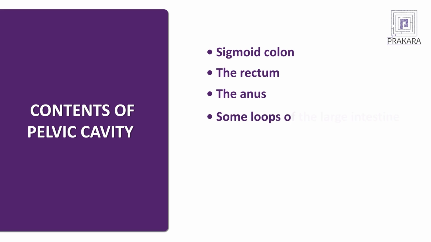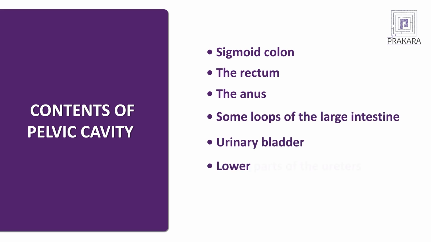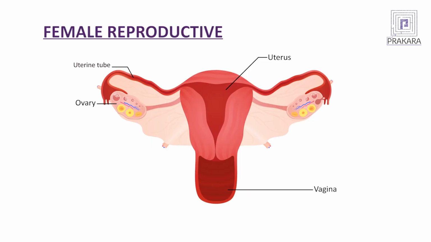The contents of the pelvic cavity are the sigmoid colon, the rectum, the anus, some loops of the large intestine, the urinary bladder, lower parts of the ureters, and the urethra. In the female, you have the organs of the female reproductive system, like the uterus, the uterine tubes or the fallopian tubes, the ovaries, and the vagina.